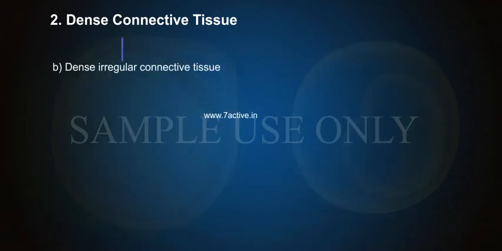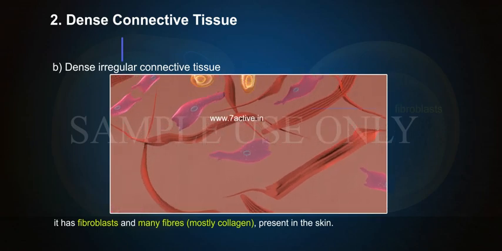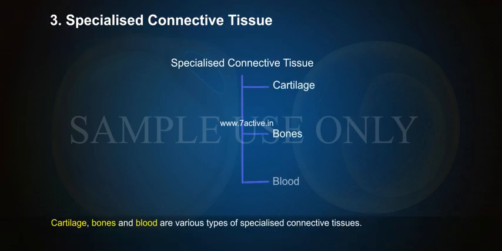B. Dense, irregular connective tissue. It has fibroblasts and many fibers, mostly collagen, present in the skin. 3. Specialized connective tissue. Cartilage, bones, and blood are various types of specialized connective tissues.